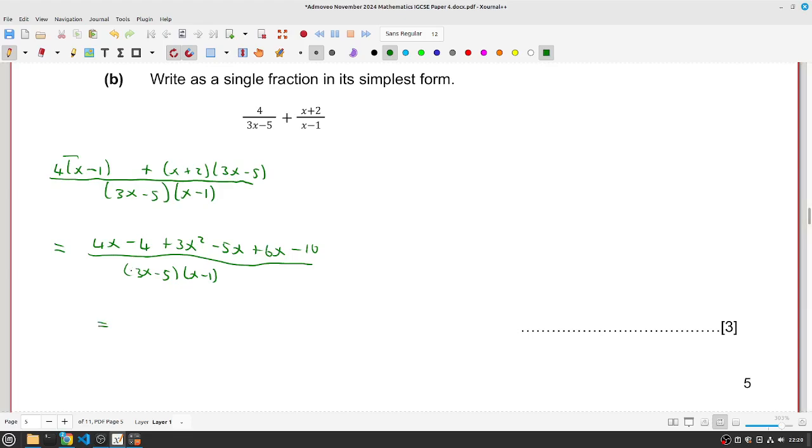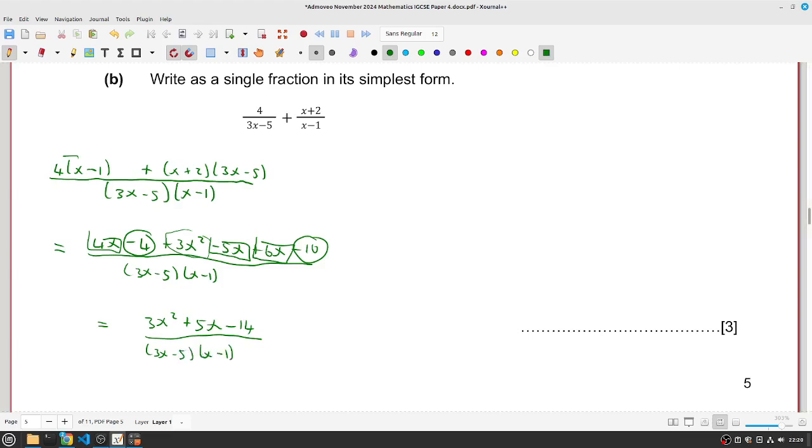So now we collect the like terms at the top. Let's start with the biggest exponent. I like to do it that way. So 3x squared doesn't have any friends, so just 3x squared. And then the x's, so we've got 4x minus 5x plus 6x. Okay, so 4x minus 5x is negative x, plus 6x is positive 5x. So we have plus 5x, and then all the numbers. So negative 4 minus 10 is negative 14. So that's still over 3x minus 5 times x minus 1.